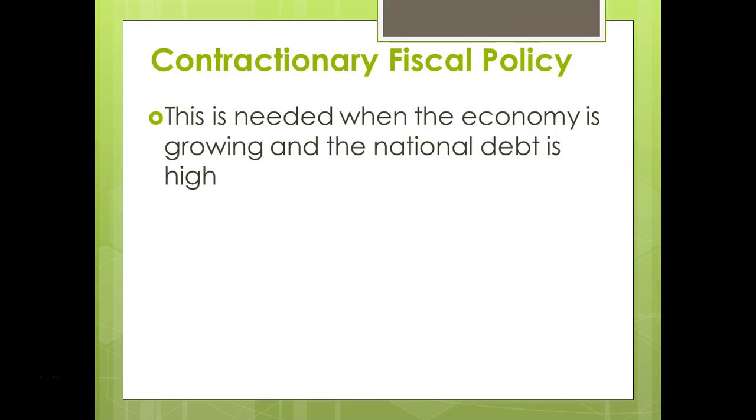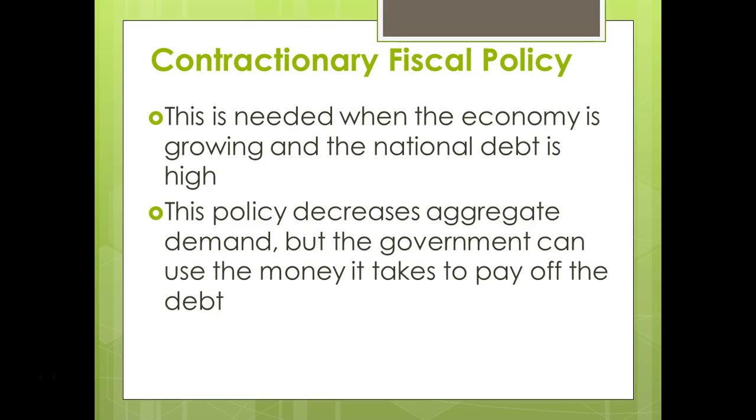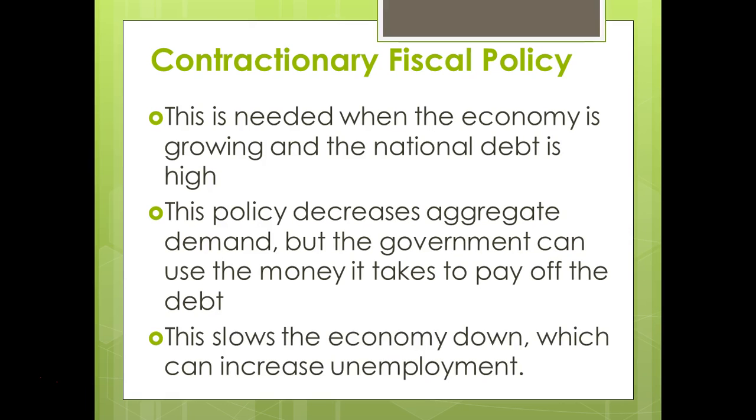So contractionary fiscal policy is needed when the economy is growing. So it's okay if the economy slows down, but we have a lot of debt that we need to pay off. So this policy decreases aggregate demand, but the government can use the money it takes to pay off the debt. It slows the economy down, which can increase unemployment. So we would only use this probably if the economy is doing well and unemployment is low.